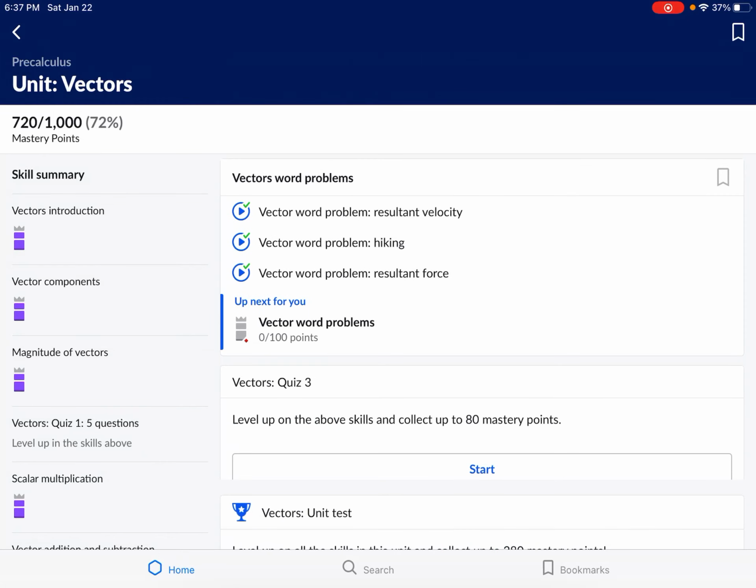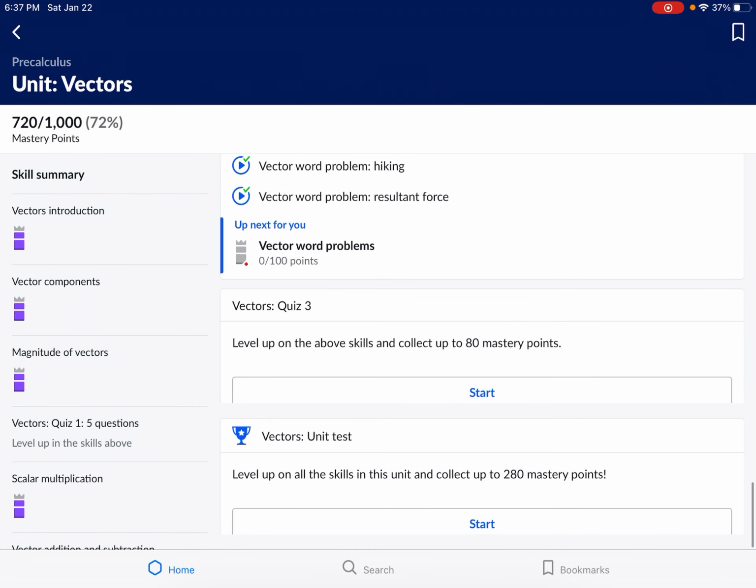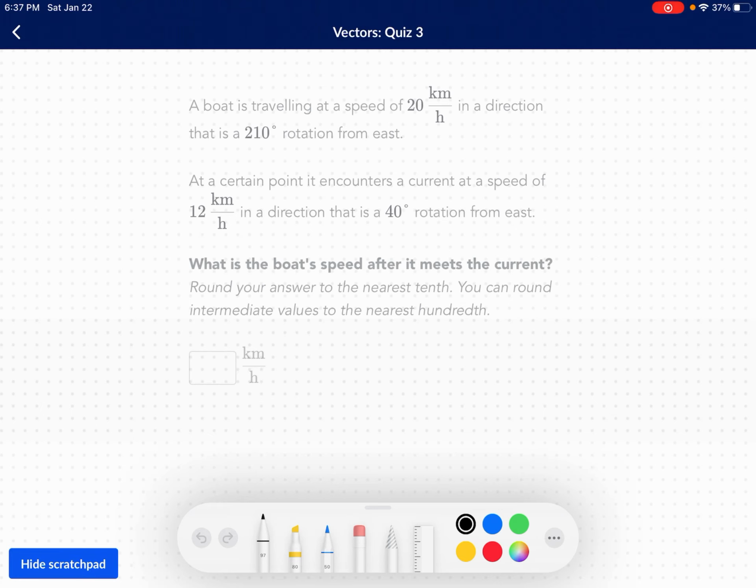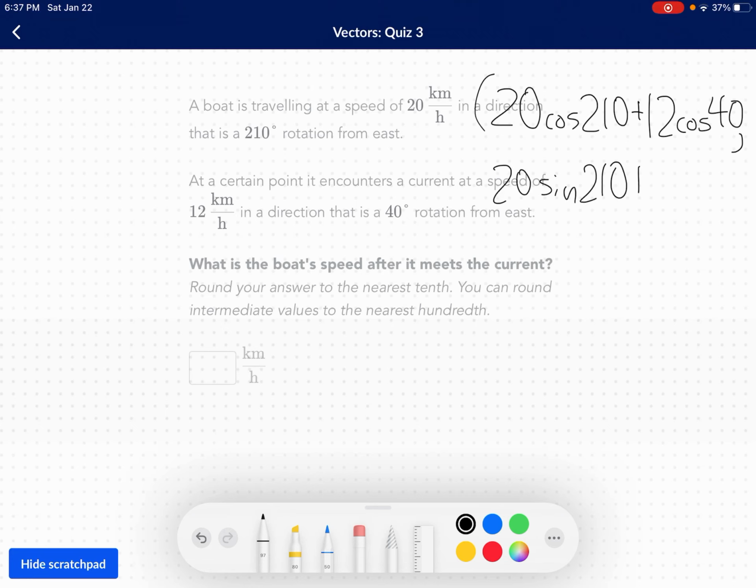Alright, unit 6, I believe, and quiz number 3. Okay, so the boat speed, it's asking for the magnitude, so I'll do 20 cosine 210 plus 12 cosine 40 for the x component, and then 20 sine 210 plus 12 sine 40 for the y component.